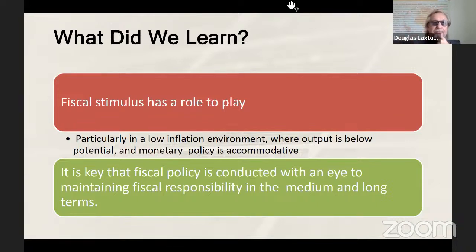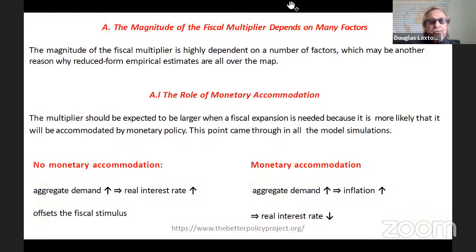So obviously, the multipliers are very sensible. Fiscal stimulus has an important role to play, particularly when you're in a low inflation environment like 2009 and so on. And so fiscal policy was really important. Monetary policy, when we studied monetary policy in all these models, played a very important role in terms of determining what the short run multipliers are.